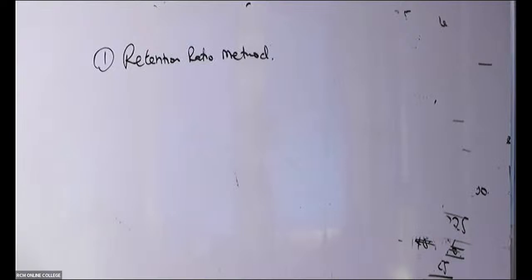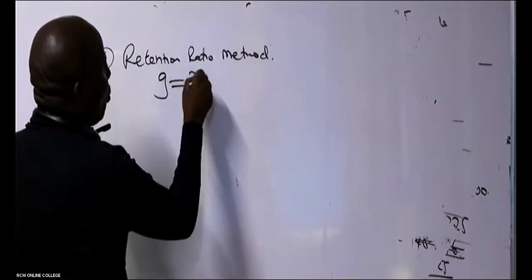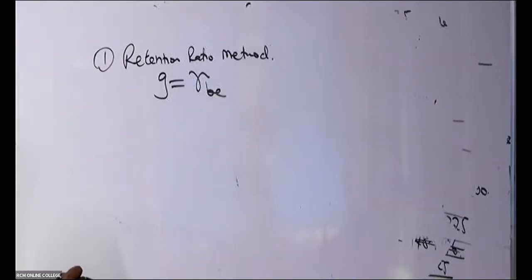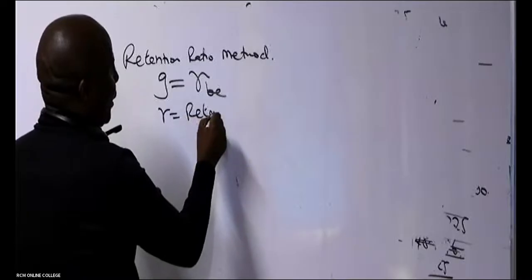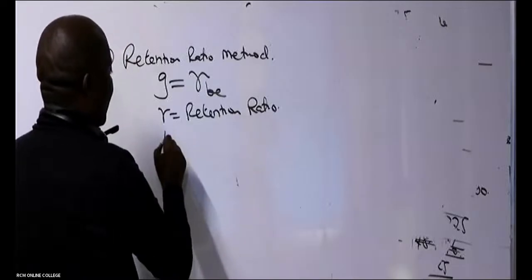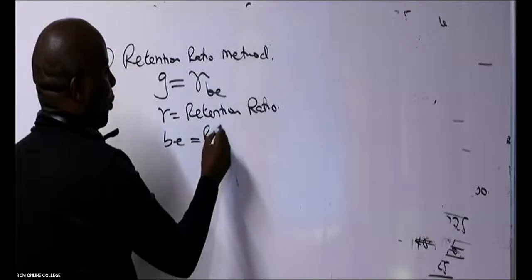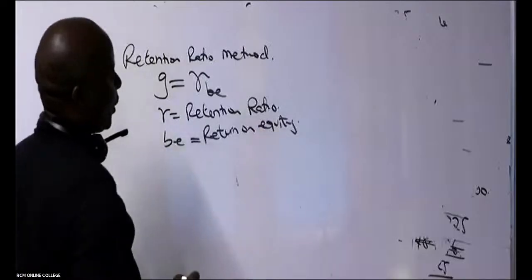Retention ratio method. So in the retention ratio method, we basically say G equals RBE, where R is the retention ratio, and then we have here our BE being the return on equity.